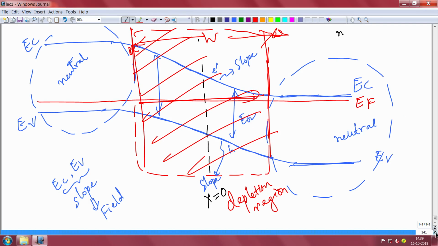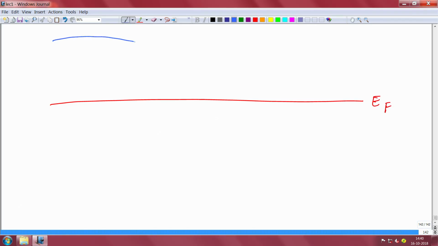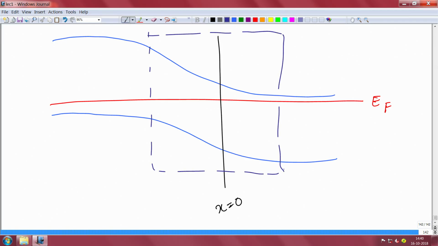So let me come to the next page. Again I will draw the same thing. Now I will keep drawing this energy band diagram, because this is a very important thing. Suppose this was the x equal to 0 point, the junction has formed. There is a field here, and the depletion is extending up to here, up to here. This is W, the total depletion. Some depletion is on the N side, some depletion is on the P side.